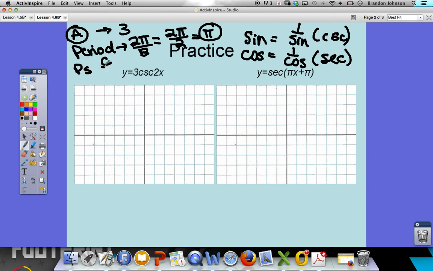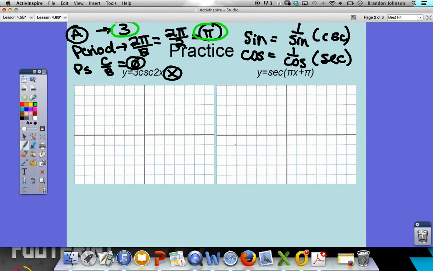Now, our next part is doing our phase shift. Well, we know that that is c over b, and because c is equal to 0, because there is no c, we know it's 0 over 2, or the same thing as 0. There is no phase shift, okay? So since there's no phase shift, the important parts to note so far are the period of pi and our amplitude of 3.